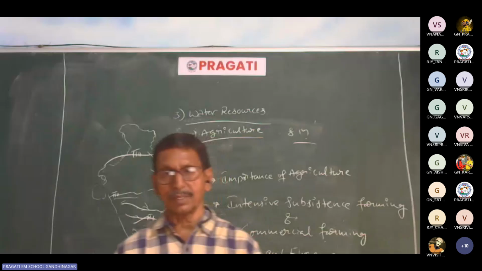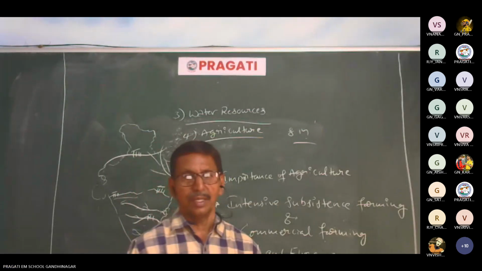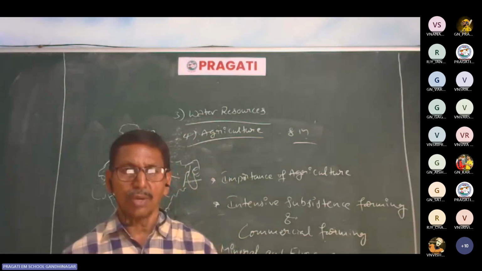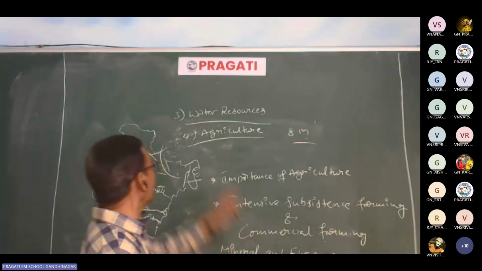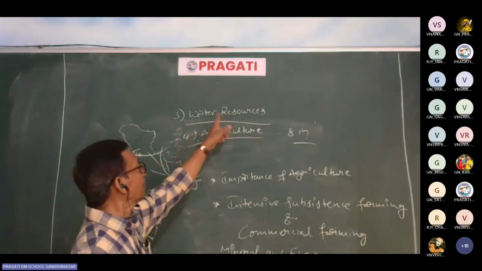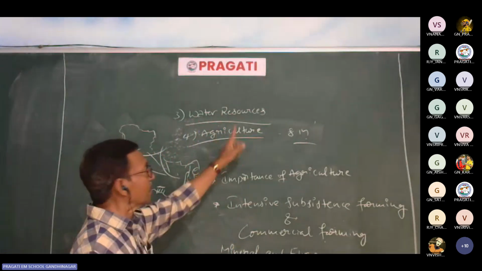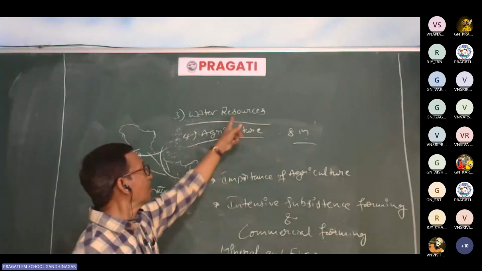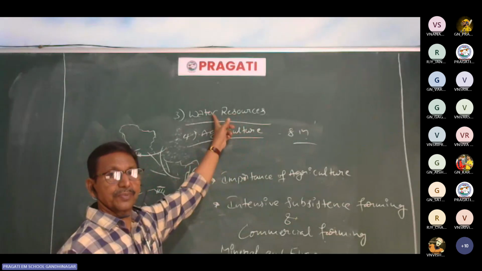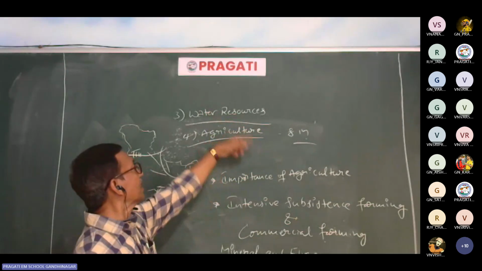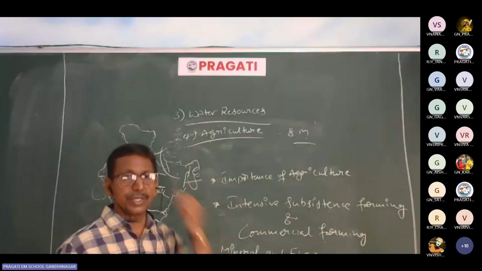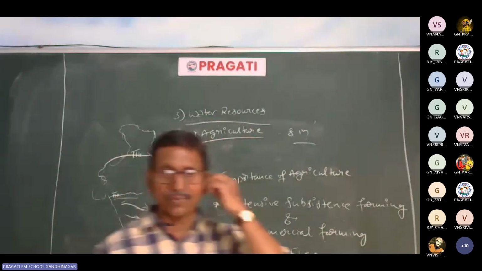Agriculture only 8 months. I told you already that maybe in choice also. To prepare thoroughly, water resources you can find in the agriculture question as a choice. Plus 2 questions will be given here in geography. Okay, one from water resources, one from agriculture. Like that, there is a chance for you.